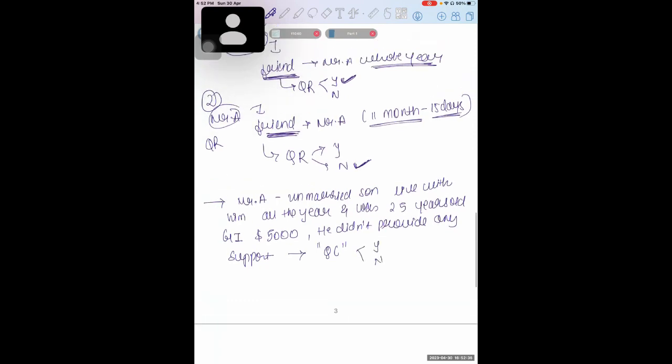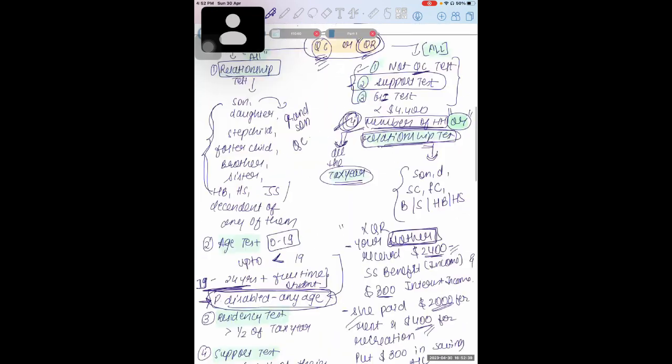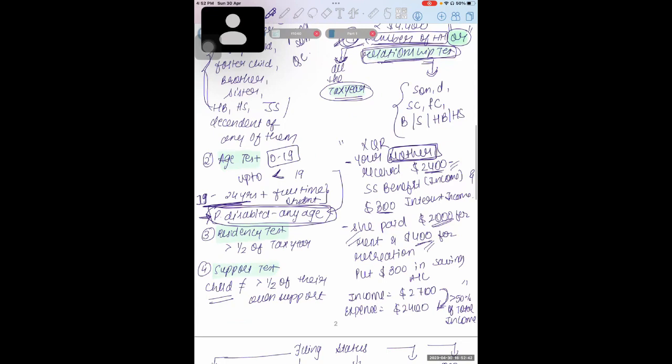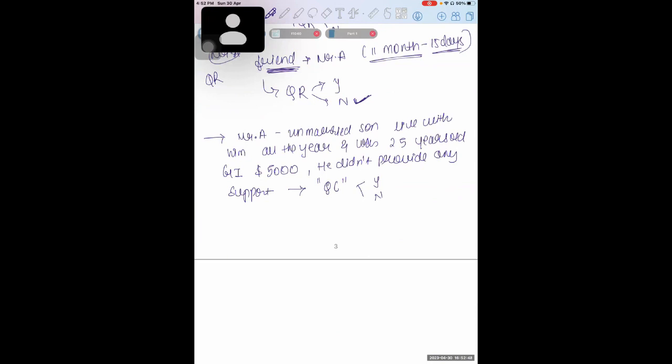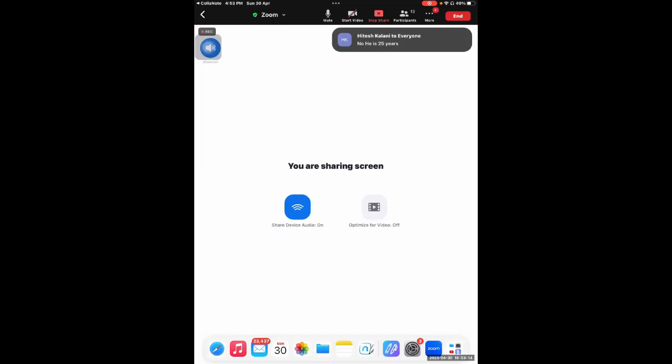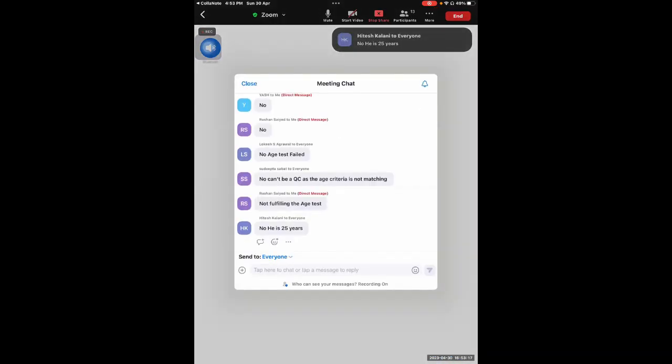Go through the criteria which you have written down for the qualifying child. We have four: relationship, age, residency, and support test. Can Mr. A claim the child as his qualifying child? Yes or no? If yes, then why? If no, then why? Write down in the chat box, guys. Okay, I've got some answers.